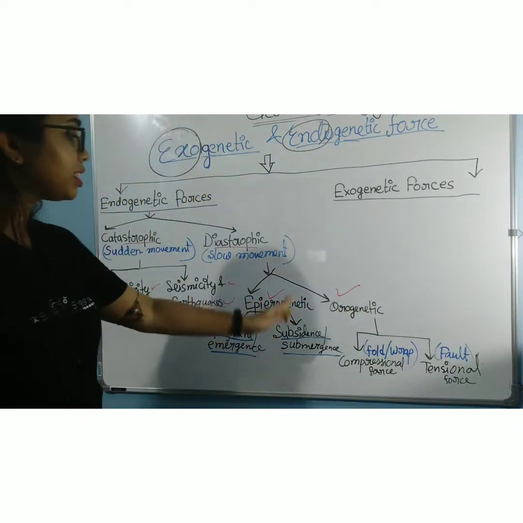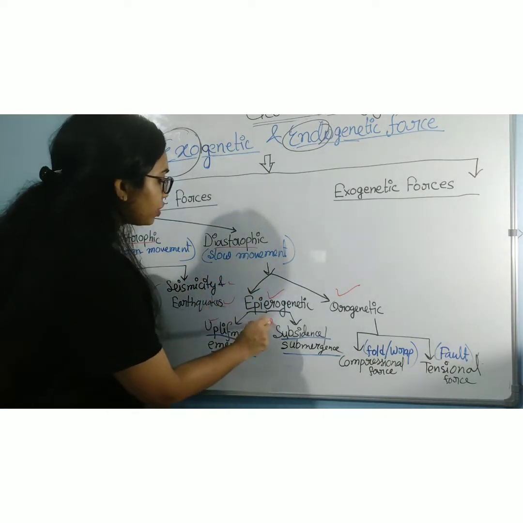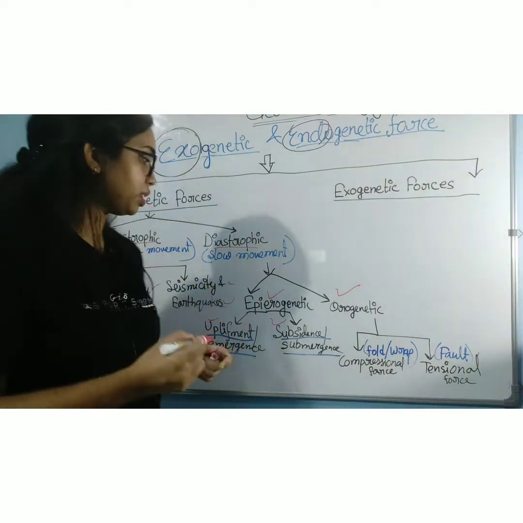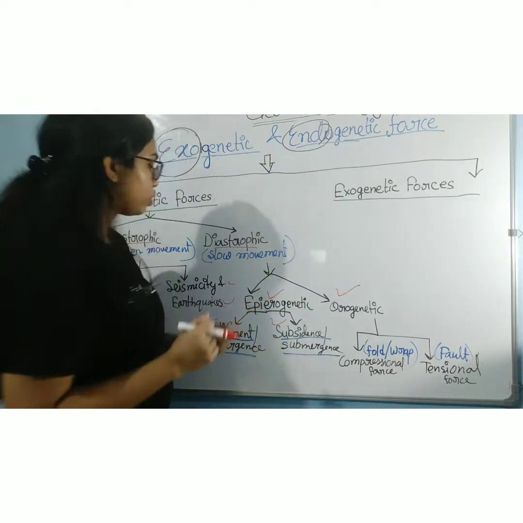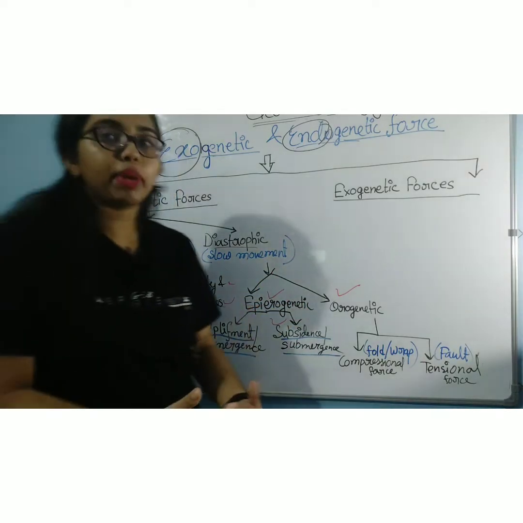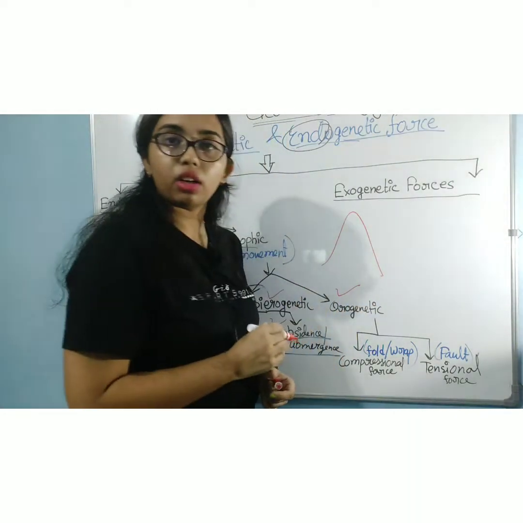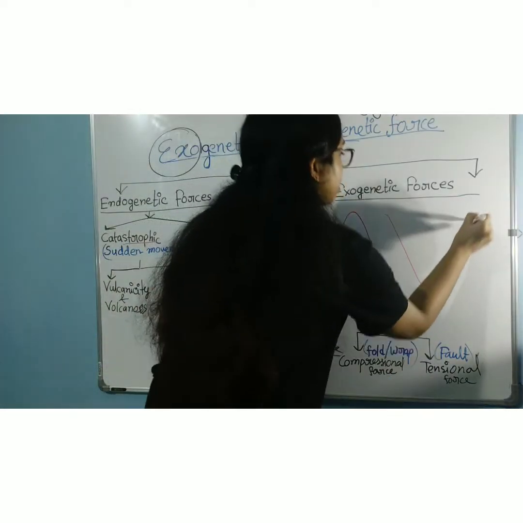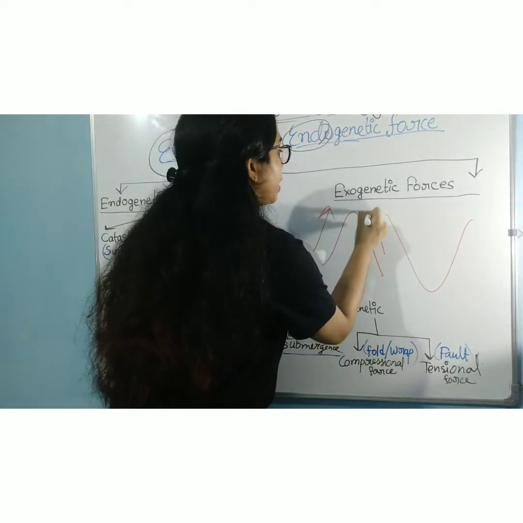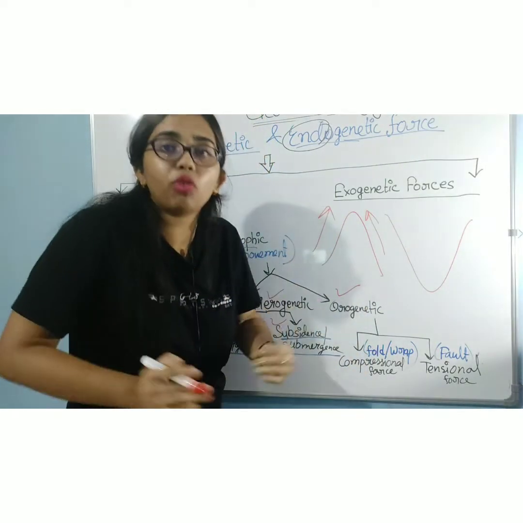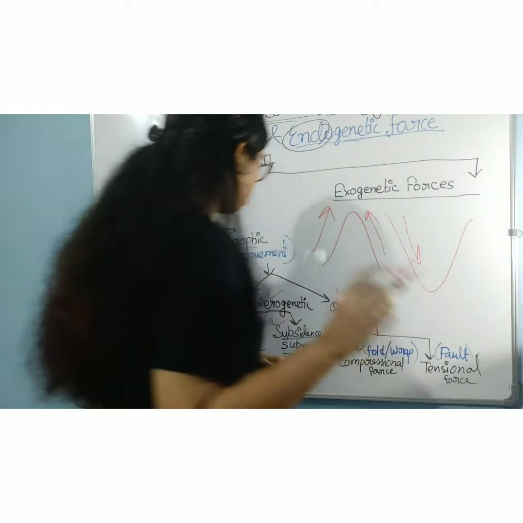We need to know what epiorogenic is. Epiorogenic is divided into upliftment and subsidence. This upliftment and subsidence denote the epiorogenic movement. What is upliftment or emergence? Just like this, this is called upliftment, and this is called subsidence, a downward movement. Upliftment is an upward movement, and subsidence is downward. Got it?